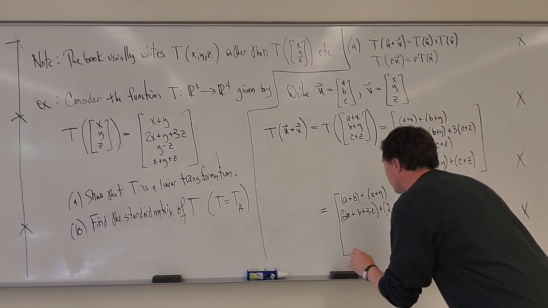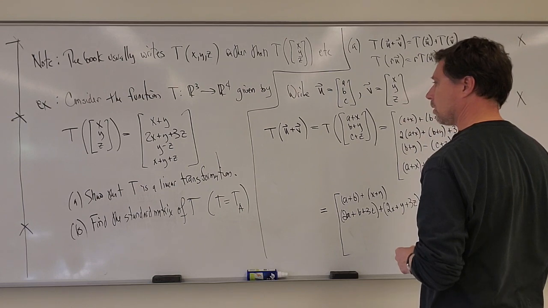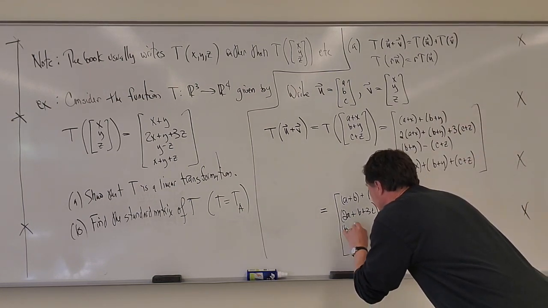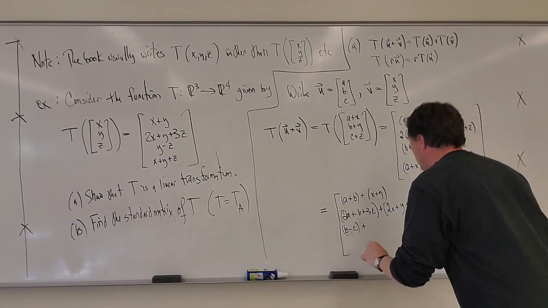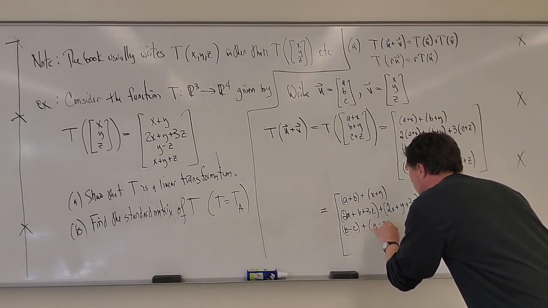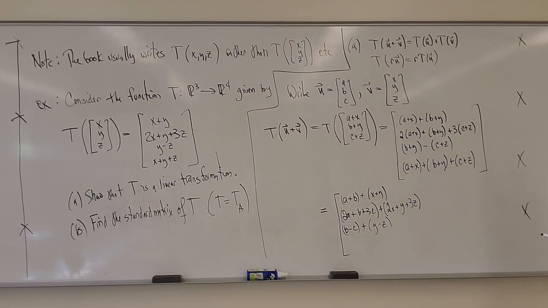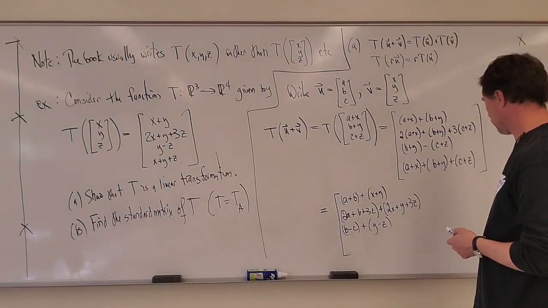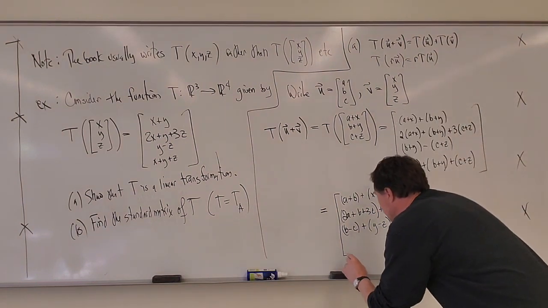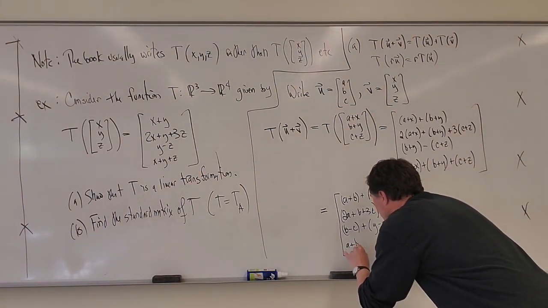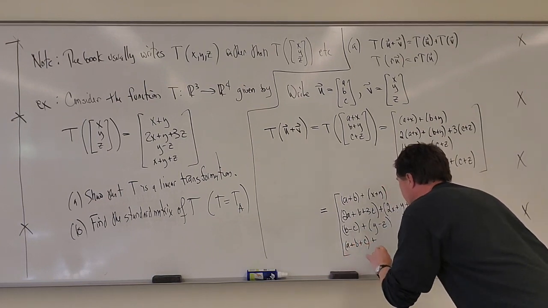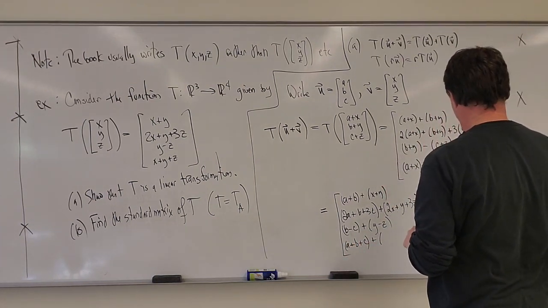Then I'm going to have B minus C plus Y minus Z. And then in the last entry, I'm going to have A plus B plus C plus X plus Y plus Z.